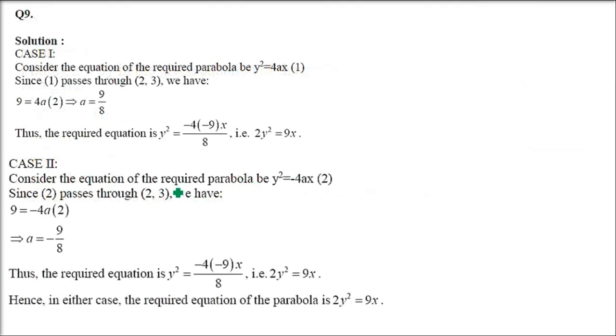Now the next question is: find the equation of a parabola with vertex at the origin, the axis along the x-axis, and passing through (2, 3). So here cases are given, but don't worry about this because I'm going to give you the logic. First thing is the vertex is at the origin, the axis is along the x-axis, and it passes through (2, 3). So it can be like this, it can be like this, but the result is going to come out the same.